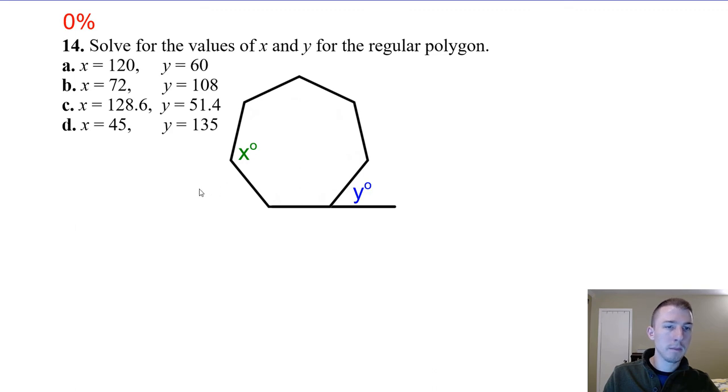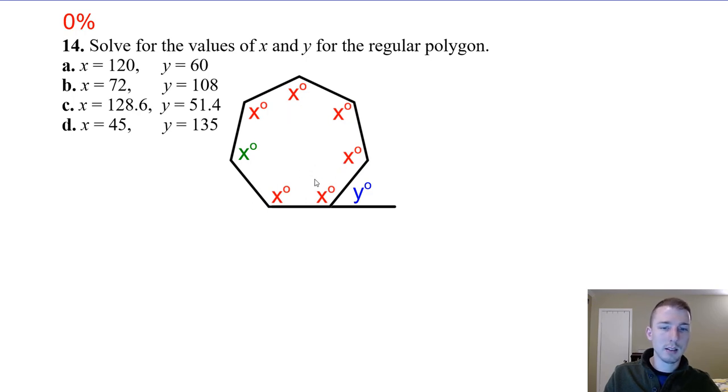Good job. Solve for the values of x and y in the regular polygon. Again, this is a regular polygon, meaning all the angles and all the sides are the exact same. They're all congruent. And we've got to count the number of sides. So we got 1, 2, 3, 4, 5, 6, 7. So 7 sides, meaning this is a heptagon or a septagon, meaning also there would be 7 angles and they're all the exact same angle.